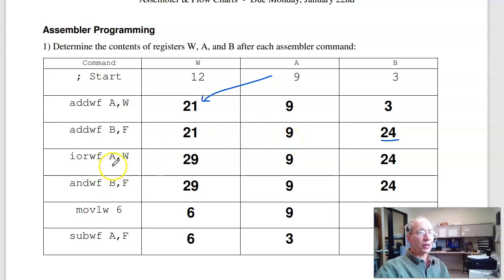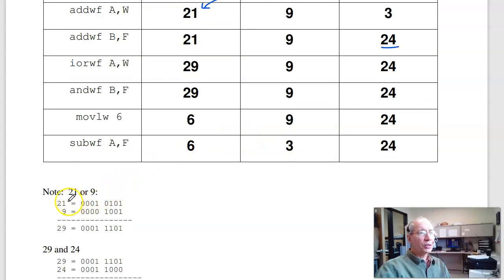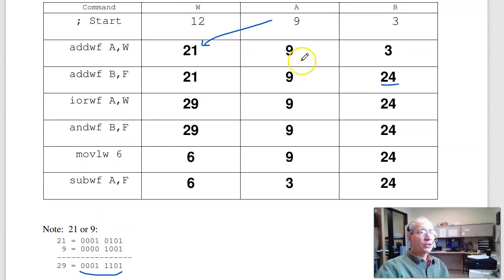Now do inclusive OR. What is A or W? Put the result in W. So I've got 21 or 9. This is a bit operation. So 21 in binary is 0001 0101. Here's 9 in binary. Go bit by bit. If either bit is a 1, the answer is a 1. So here's the answer. That corresponds to 29. So 21 or 9 is 29. No one can figure that out in their head, but if you go bit by bit, it kind of makes sense.